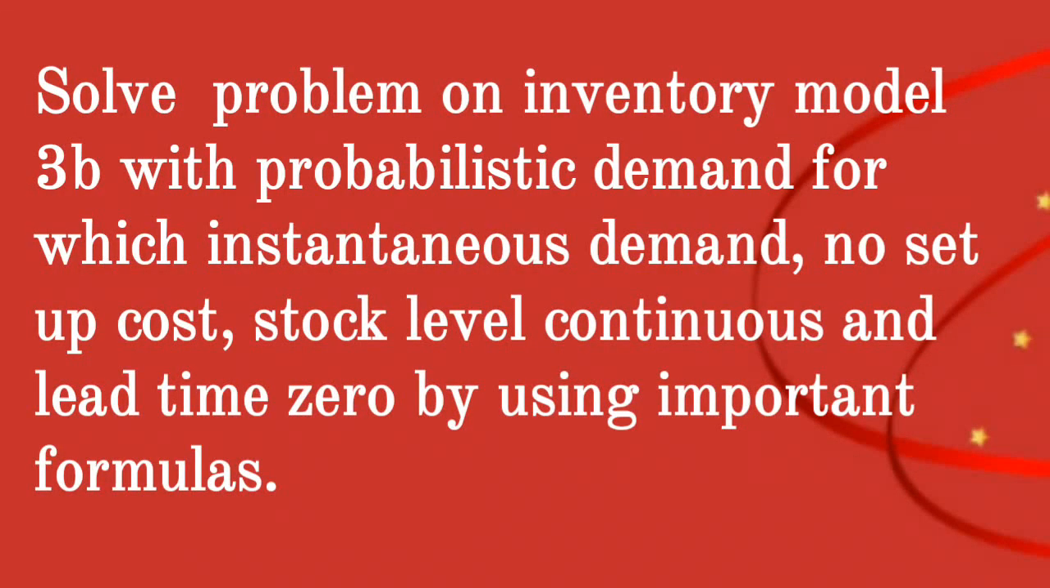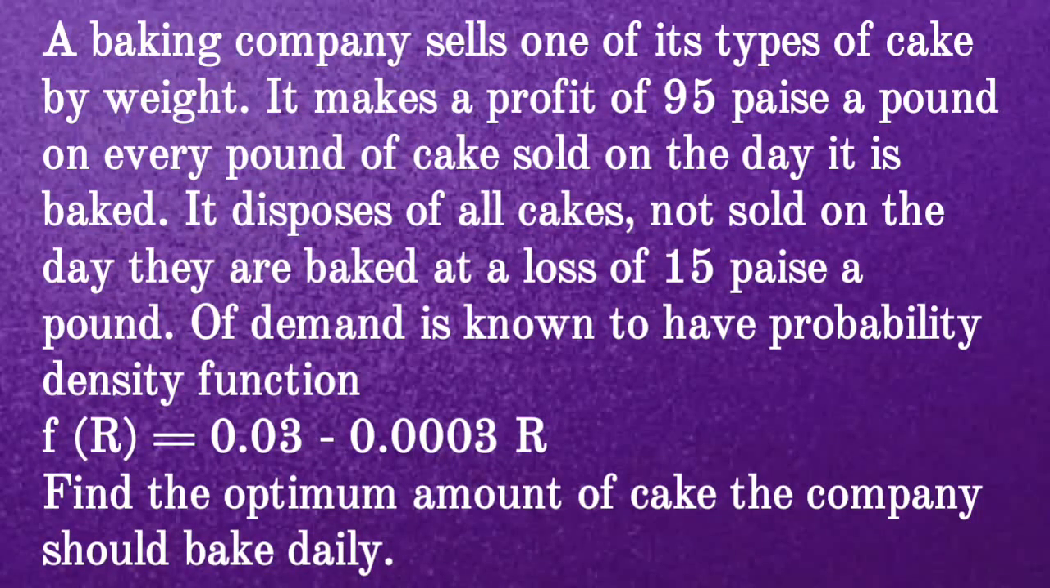Solve a problem on inventory model 3B with probabilistic demand, for which instantaneous demand, no setup cost, stock levels continuous, lead time 0, by using important formulas. Given question: a baking company sells one of its types of cake by weight. It makes a profit of 95 paise a pound on every pound of cake sold on the day it is baked. It disposes of all cakes not sold on the day they are baked at a loss of 15 paise a pound. If demand is known to have probability density function f of r is equal to 0.03 minus 0.0003 r, find the optimum amount of cake the company should bake daily.